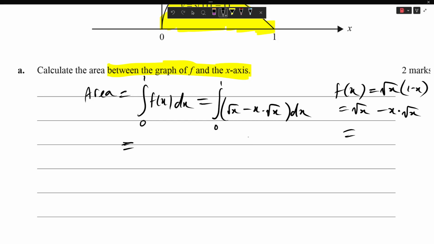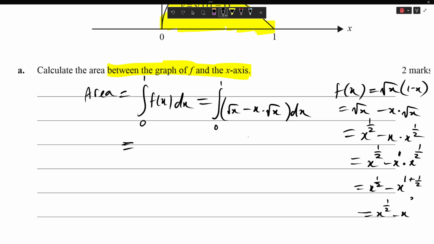So what we're going to do is, instead of writing square root of x, we're going to write x to the half. So you replace this square root and that square root with x to the half. So you just get x to the half minus x to the power 1 times x to the power half, which is equal to x to the power half minus x to the power 1 plus a half. And that's just going to be this. So now we can rewrite this integral again, but instead now we can write it like this. And now finally we can go ahead and calculate this.